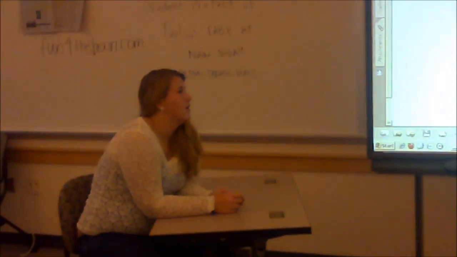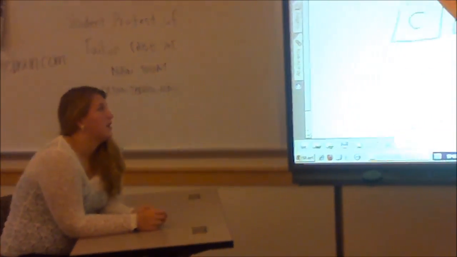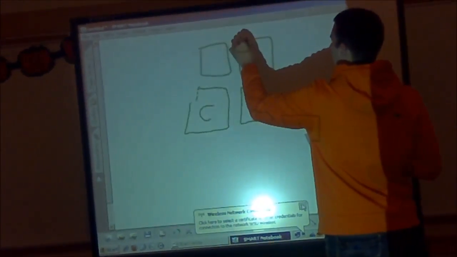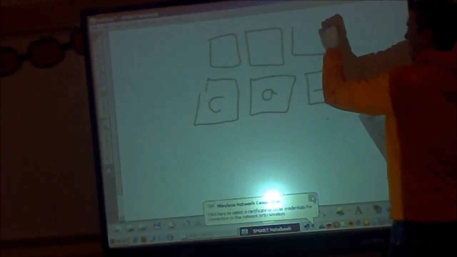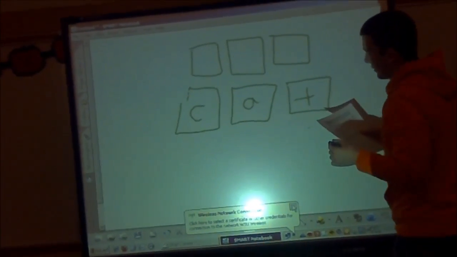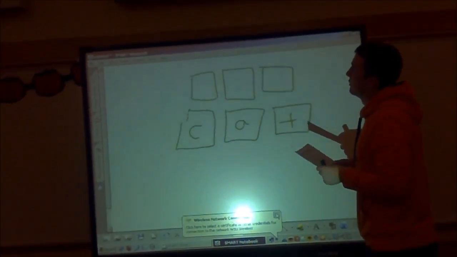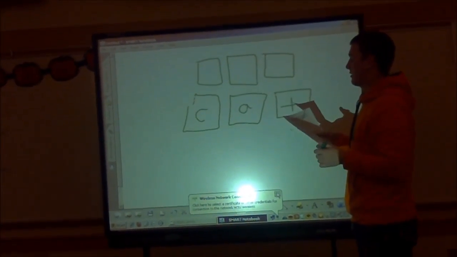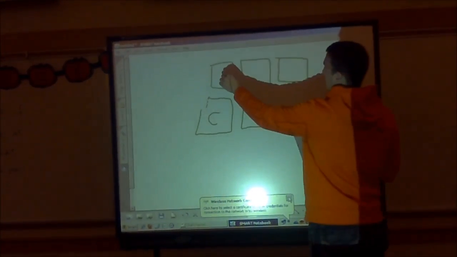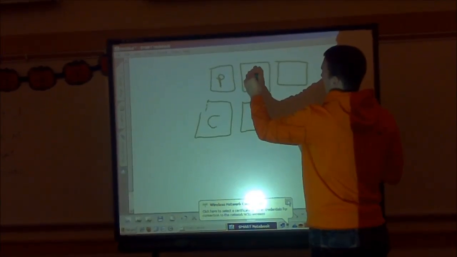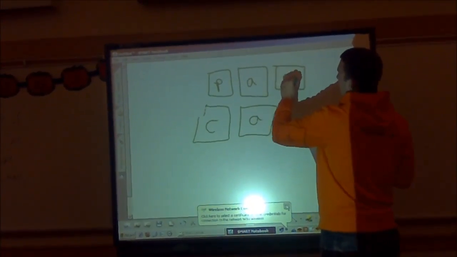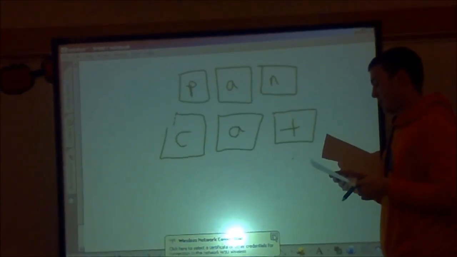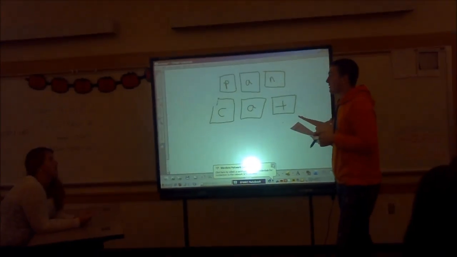And we'll do one more word. Okay, so our word is pan. So we'll split this up into three syllables again like we did with cat. So pan. And can.